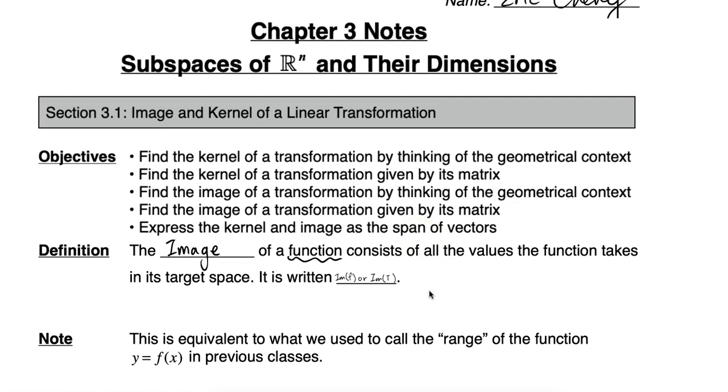I'm going to break this screencast into two parts. The first part is going to be all about the image, and the second part is going to be all about the kernel. So let's start with the image. The image of a function, or the range of a function, consists of all the values the function takes in its target space. It is written im of f, or im of T when we talk more specifically about linear transformations.